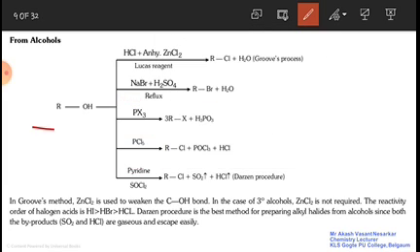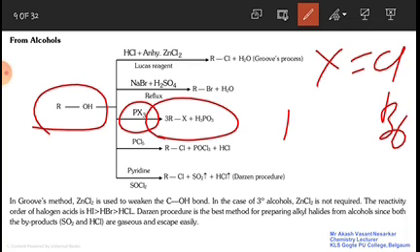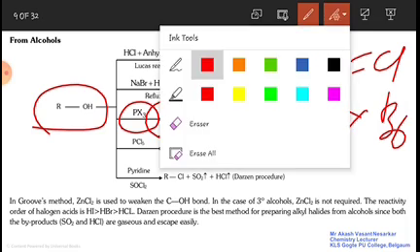So for example, when ROH, that is alcohol, is treated with PX3, X means what? Any halogen group, Cl or Br, etc. Then you will get 3RX, that is nothing but RX means what? Haloalkane, along with H3PO3, that is phosphorus acid, as a byproduct.